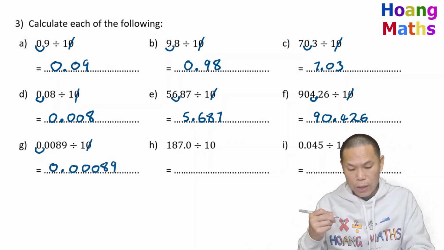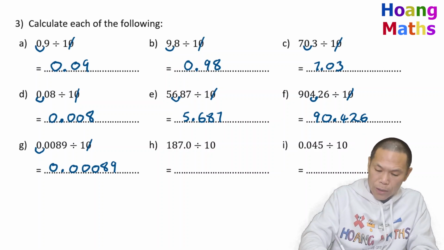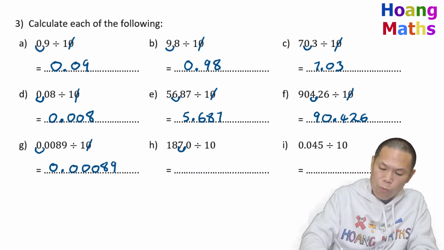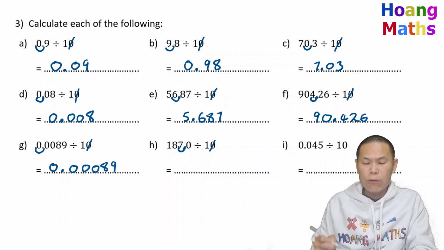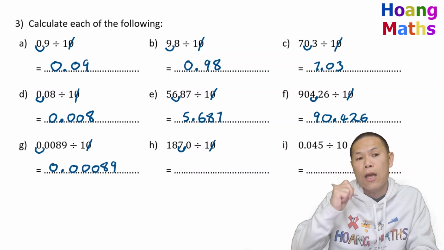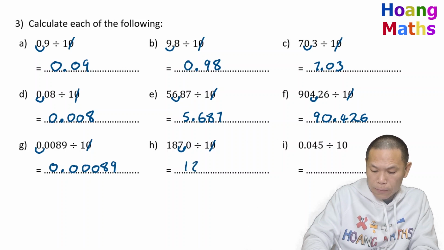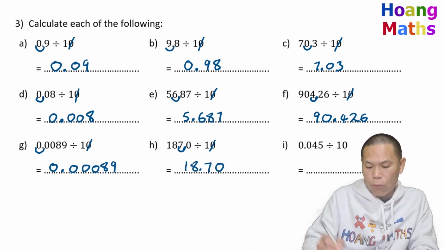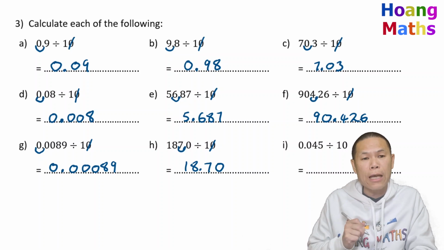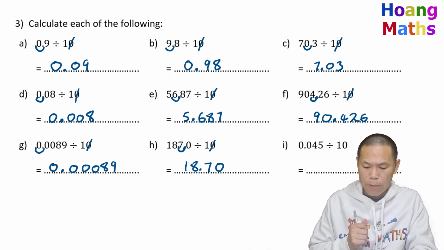Part H. So we divide by 10. So this decimal point here, move 1 to the left. Cancel this out. So the answer is 18.70. So if you write 18.7, still correct. Okay, keep that in mind.